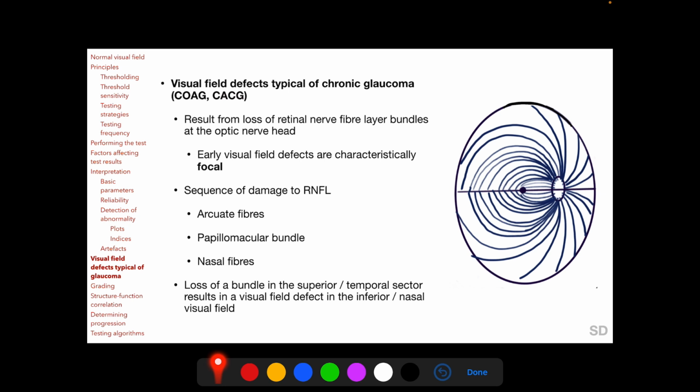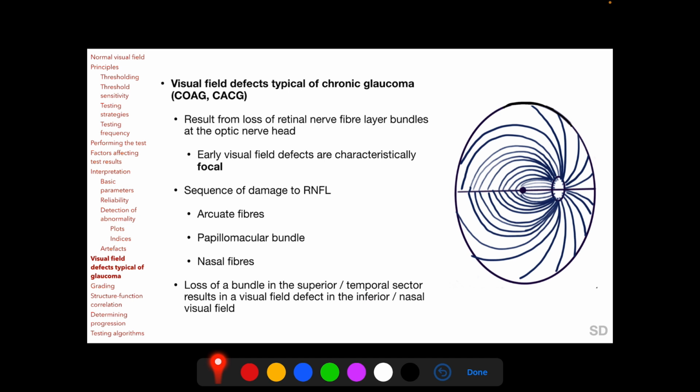Glaucomatous visual field defects result from loss of retinal nerve fiber layer bundles at the optic nerve head, and early glaucomatous visual field defects are characteristically focal. The sequence of damage to the retinal nerve fiber layer in glaucoma is as follows. First, the arcuate fibers are affected, then the papillomacular bundle is affected, and at the very end, the nasal bundles are affected. Loss of a bundle in the superior sector of the retinal nerve fiber layer results in a visual field defect in the corresponding inferior sector of the visual field and vice versa.